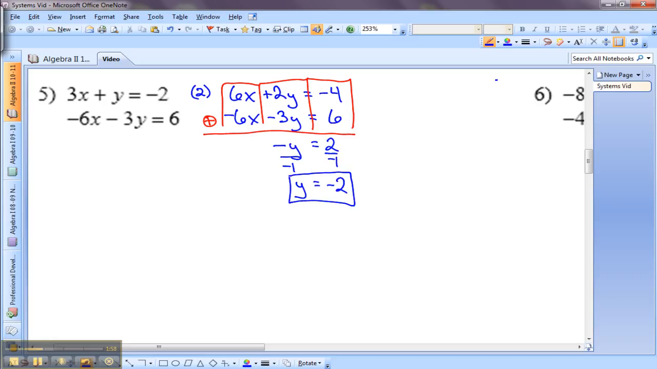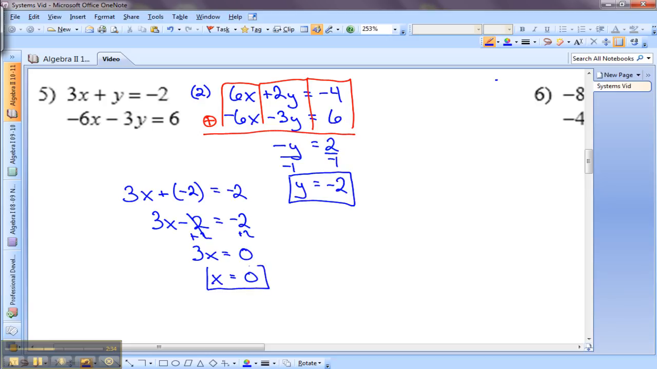To find the corresponding x value, we will substitute the y value back into either of the original equations. I will use the first equation, 3x plus our negative 2 is equal to negative 2. Simplifying, we get 3x minus 2 equals negative 2. When we add 2 to both sides, we see 3x equals 0. Therefore, even when dividing by 3, our x value will be equal to 0.